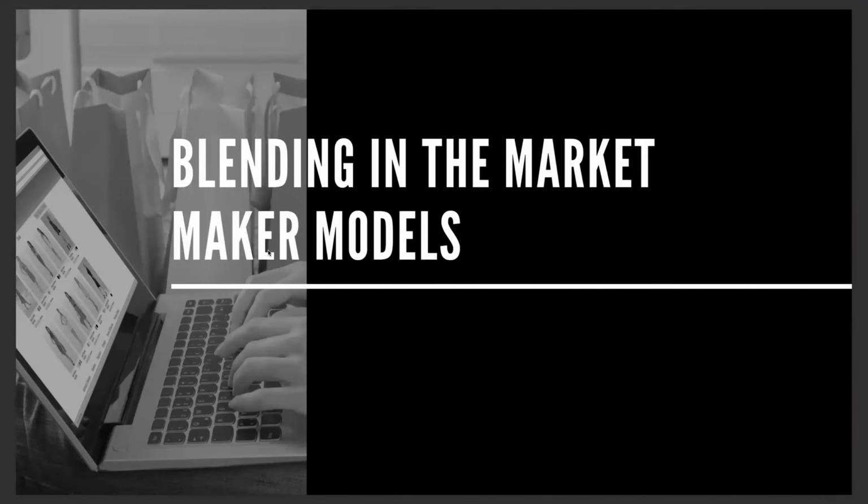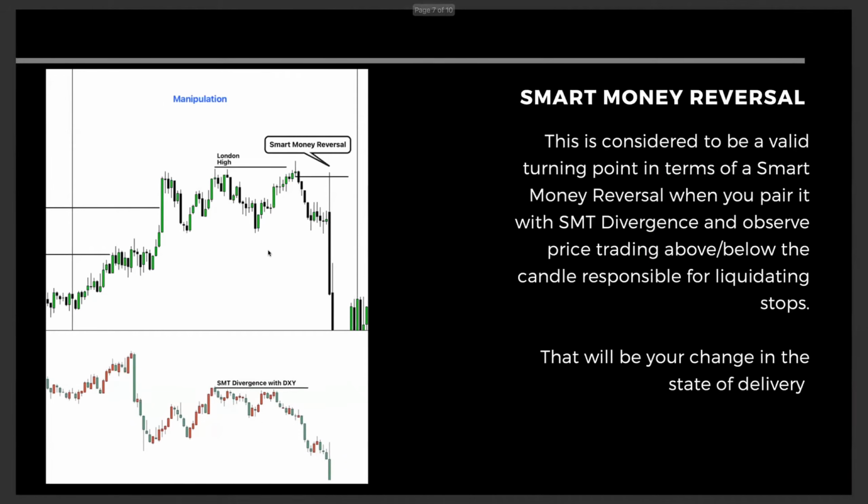Now, here's where we blend in the market maker models. What do we have in this example? The smart money reversal. This is considered to be a valid turning point in terms of a smart money reversal when you pair it with SMT divergence. Okay, and observe price trading above or below the candle responsible for liquidating stops.